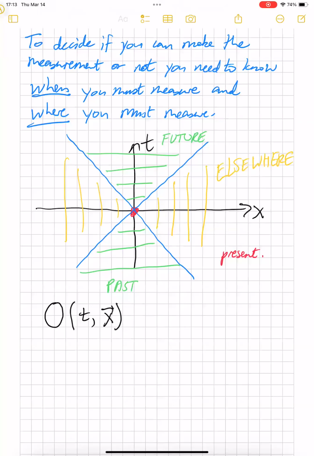So this has now led us to consider observables that are attached to space-time events. If I have an observable, I have to tell you when I will measure t and where I will measure x. And this has naturally led to the concept of a field. So let me explain that.